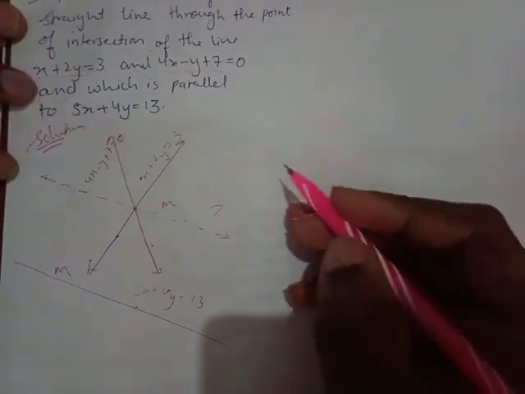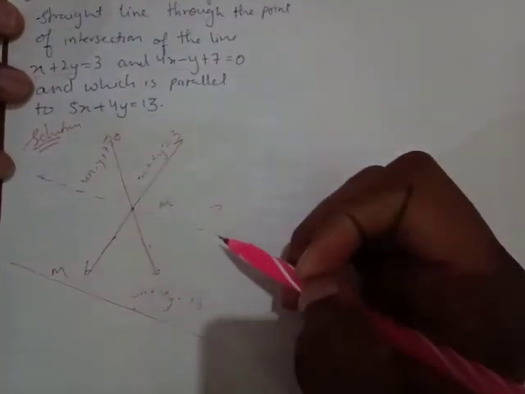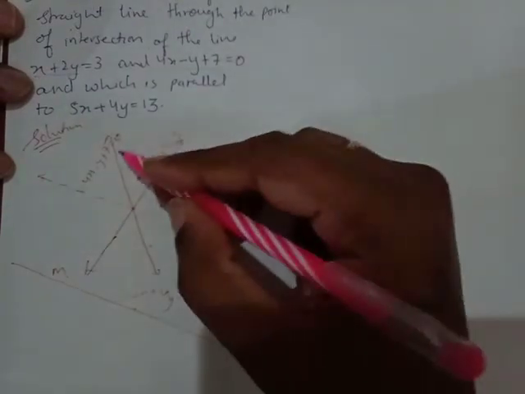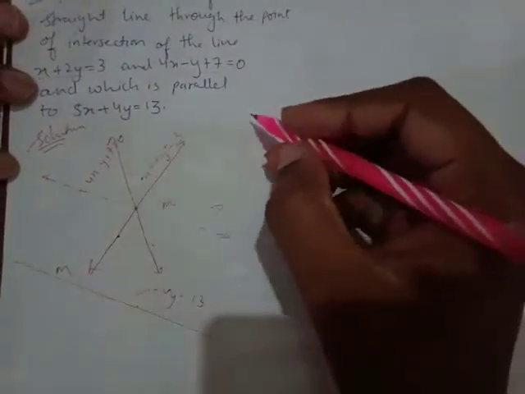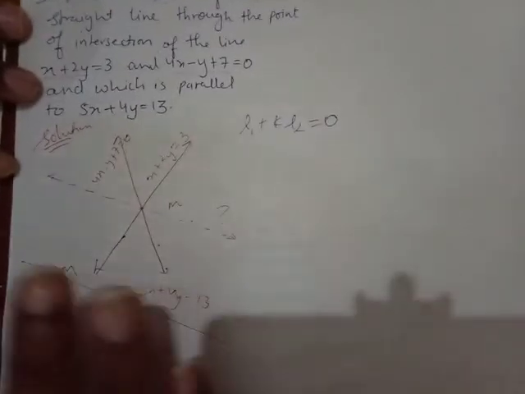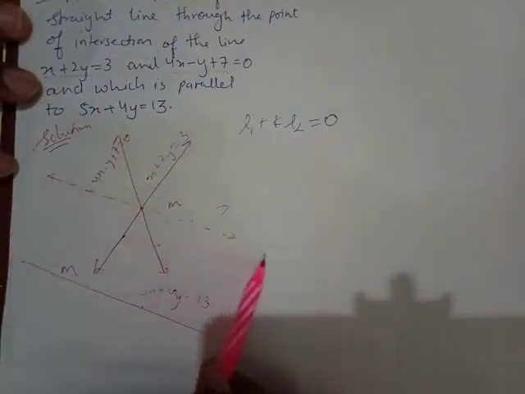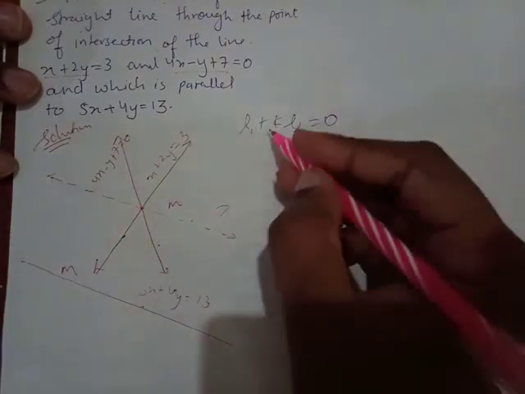Ready everyone? I told you that when many lines pass through one point, we use a formula, and equations are given for both lines, so what formula do we use? L1 plus k L2 should be equal to 0. Whenever you see this type of question, two lines are given and you have to find the equation of the third line, then you have to use this formula.